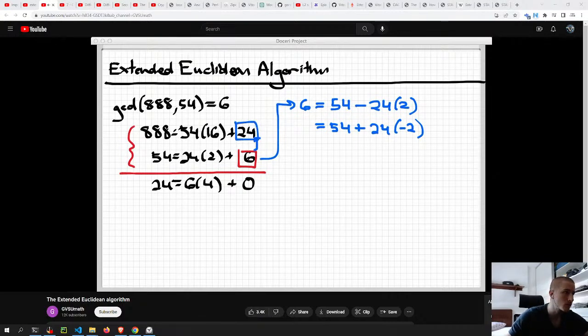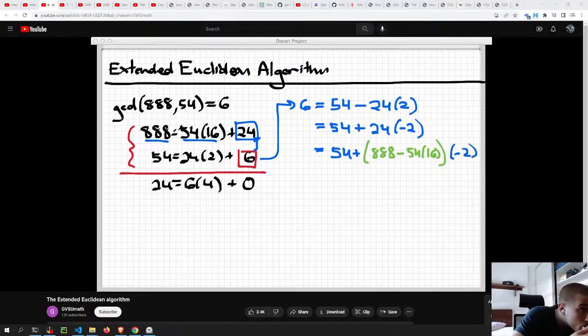Now I can solve that equation for 24, and 24 would be equal to 888 minus 54 times 16. I'm going to put that into this equation over here, where you see the number 24. Let me put this in green. So 24, I could also rewrite as 888 minus 54 times 16. And that was being multiplied by minus 2 from the line up above it. So basically what I've done is I've substituted 24 with something that it's equal to.